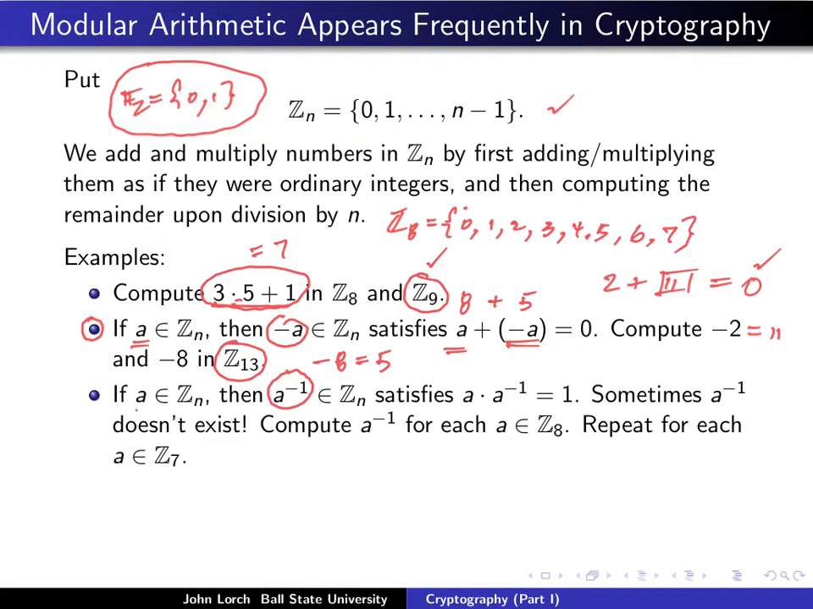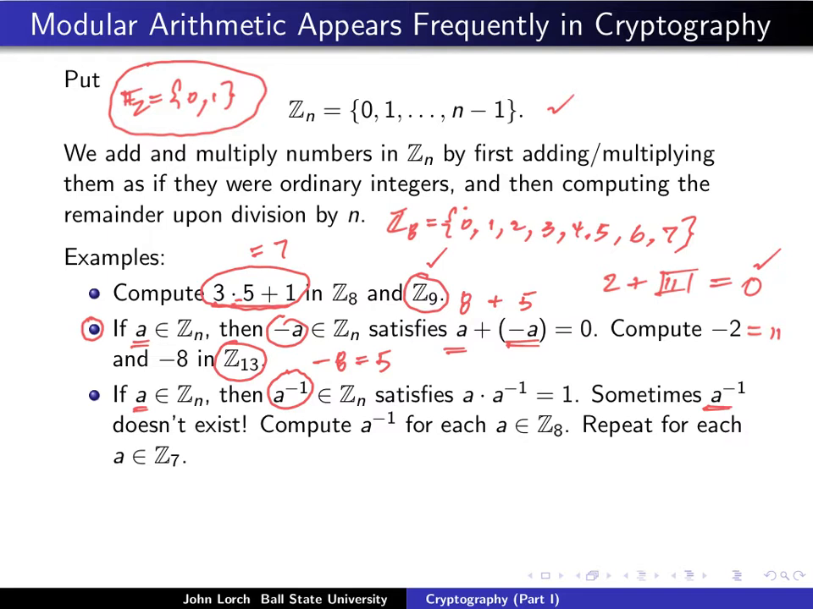Okay, now let's go talk about multiplicative inverses. So if we start with a number a in Zn, then a inverse, which we denote by a to the minus 1, is a number that is going to satisfy a times a to the minus 1 equals 1 inside of Zn. Okay, now unlike additive inverses, sometimes these multiplicative inverses don't exist. All right, so our goal here is to compute a inverse for each a inside of Z8.